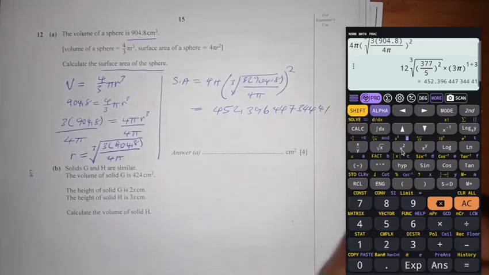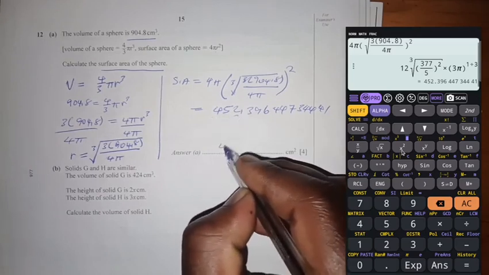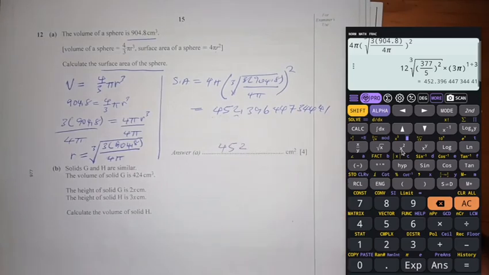452.39644734441. Then correct to 3 significant figures, that's 1, 2, 3. So it's 452 centimeters squared.